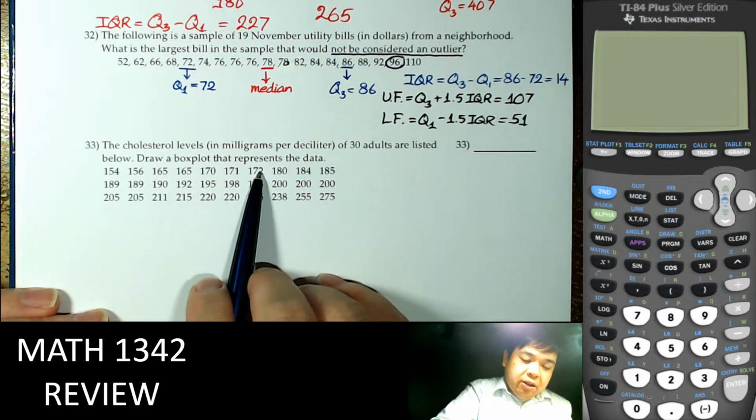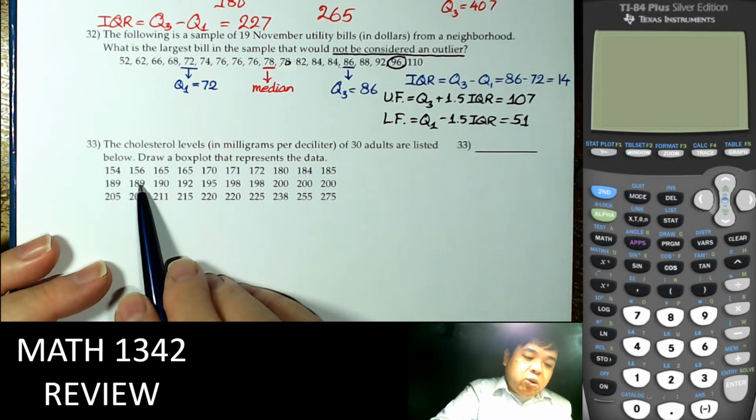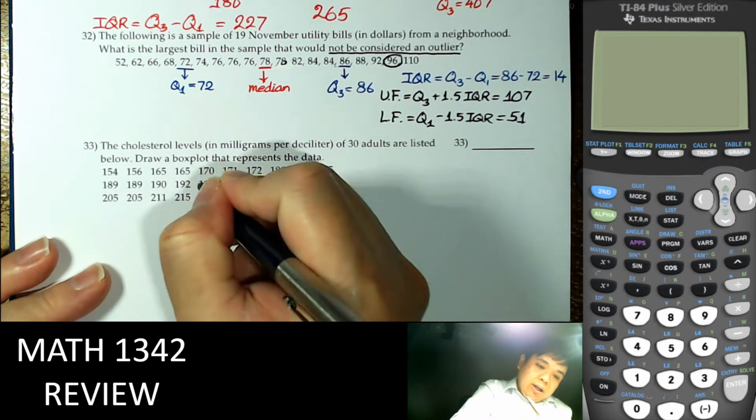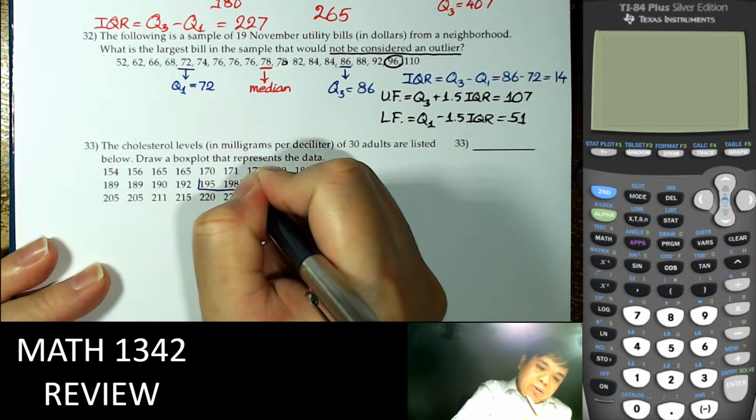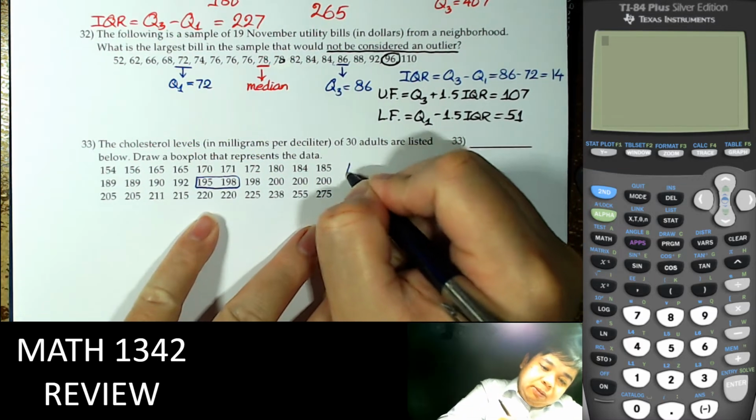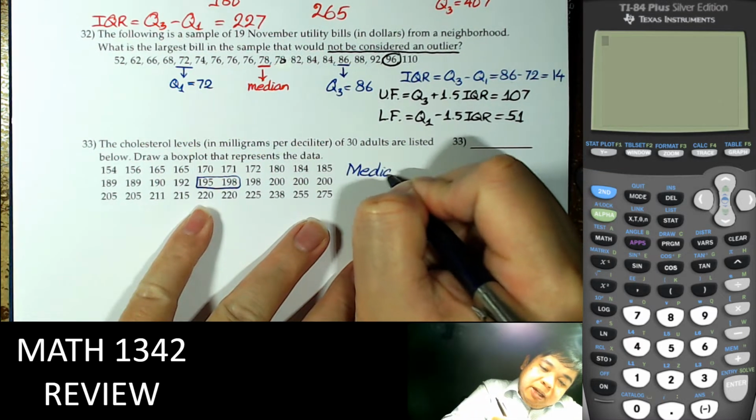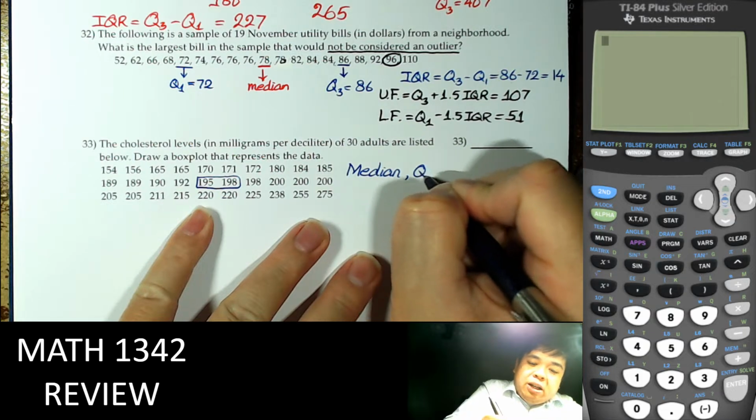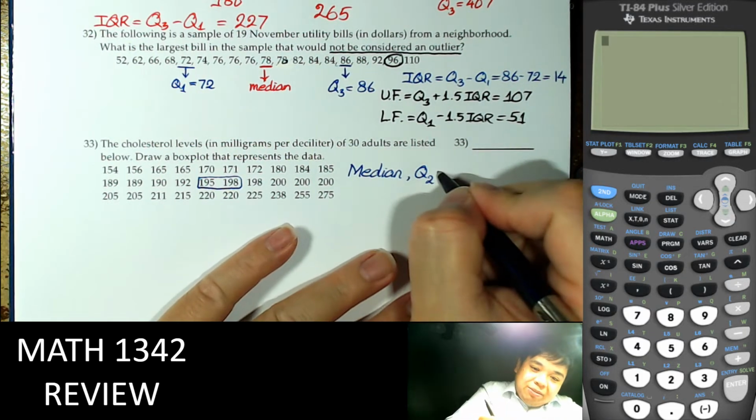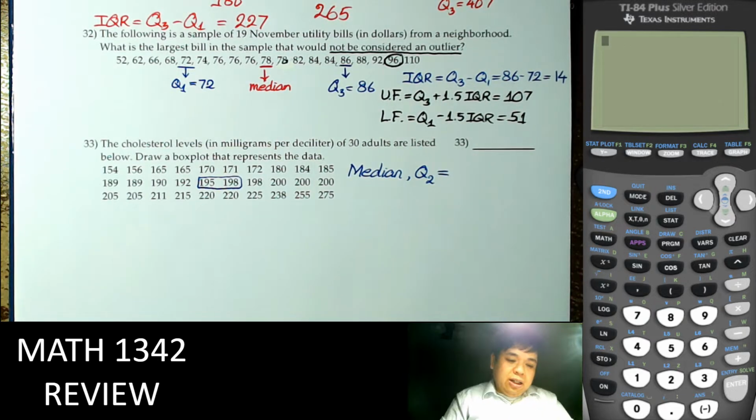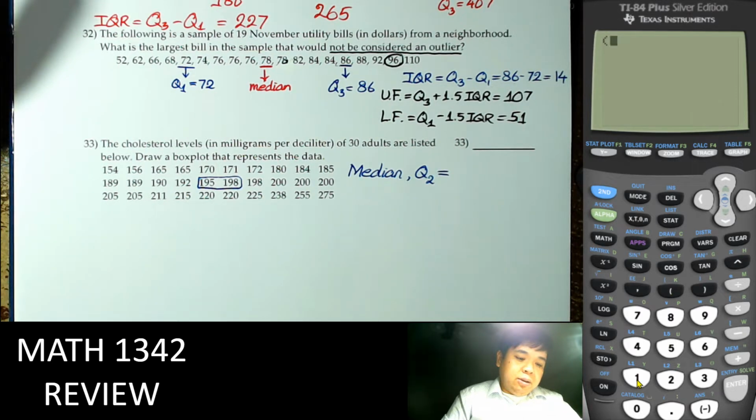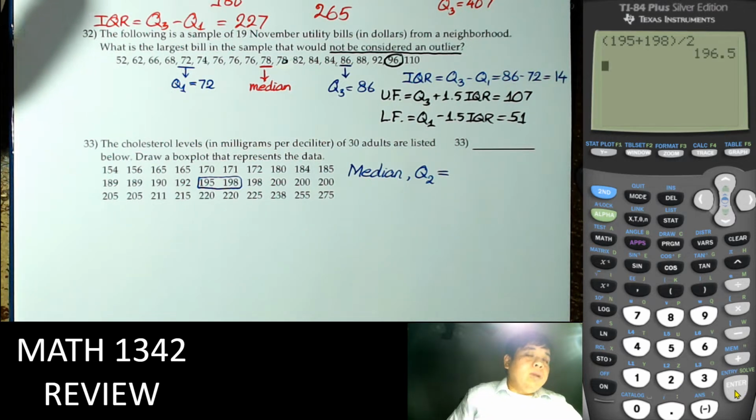4, 5, 6, 7, 9, 10, 11, 12, 13, 14, 15, and so the median will be between those two. Another symbol for the median is the second quartile. So the median is the average of those two, 196.5.